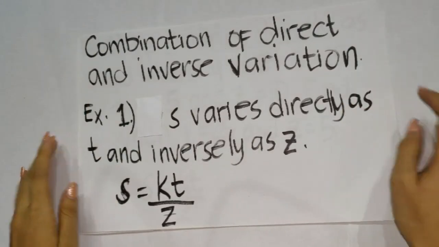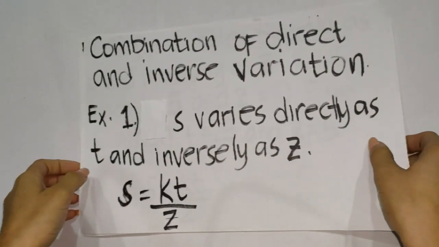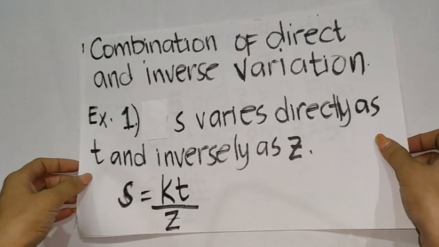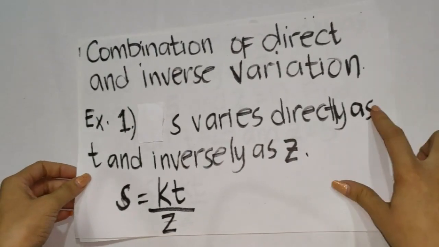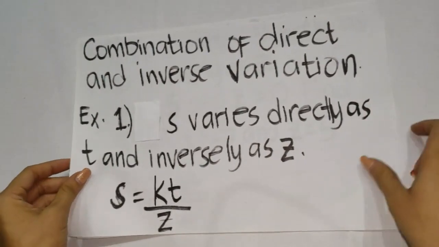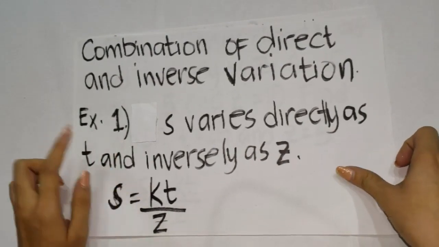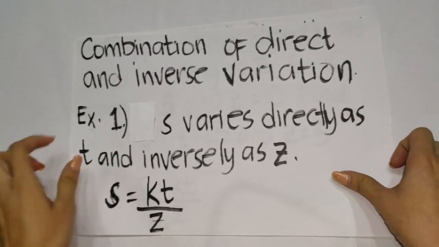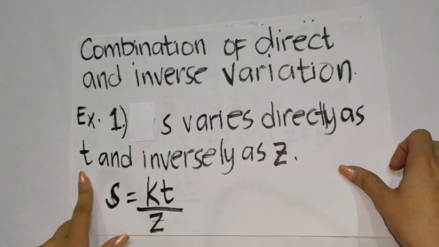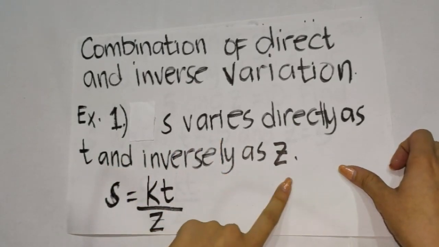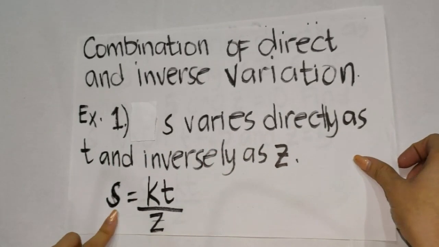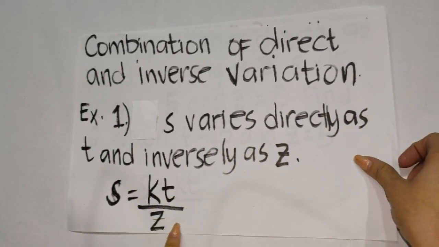Joint variation. So, this is not discussed in your module, but then, I've realized in page 10 that you have a problem like this. So, I wrote an example here. Let's try first in writing it or transforming it into an equation. So, we have here S varies directly as T and inversely as Z. So, it is written as S is equal to KT over Z.